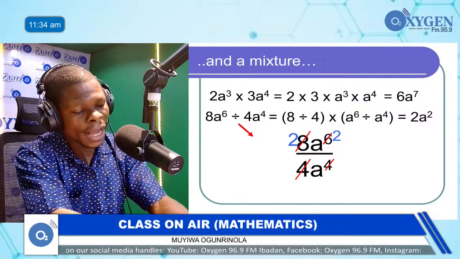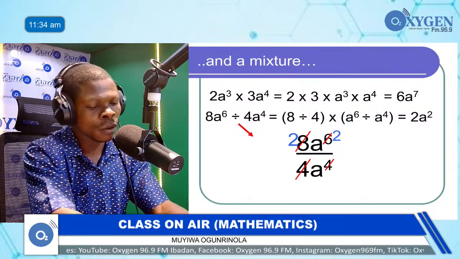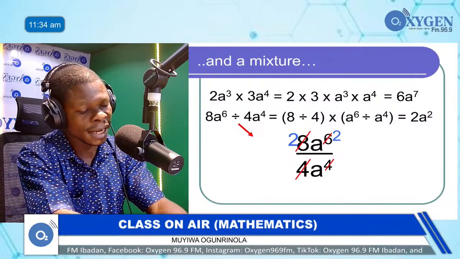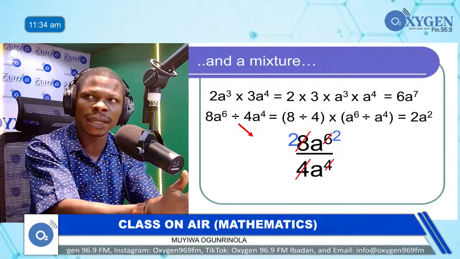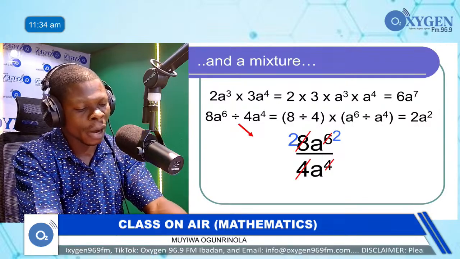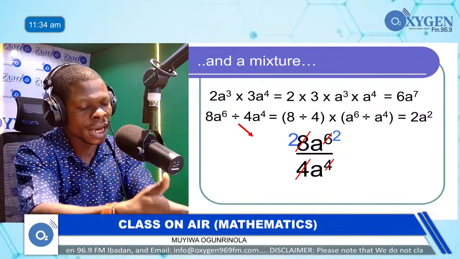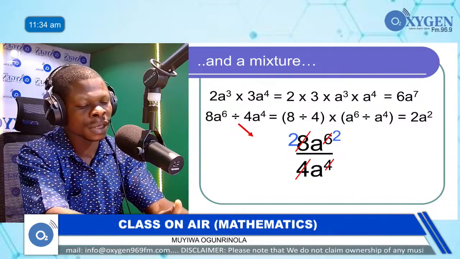But for a raised to power 3 times a raised to power 4, we see that they have the same base. So in this case, you are going to pick only one a, then you add the power. So it will now be a raised to power 3 plus 4. This will now give us a raised to power 7. So our final answer will now be 6a raised to power 7.